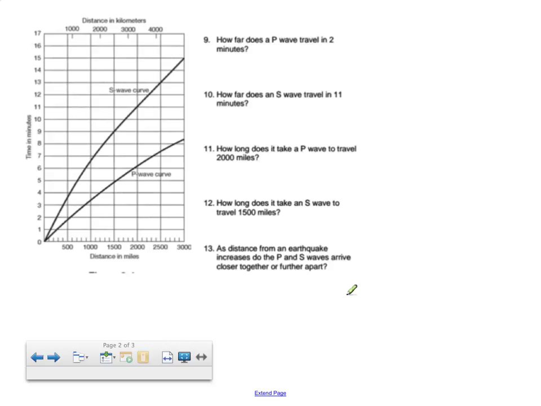Aaron and Jenny, how far does P wave travel in 2 minutes? All right, so we have P wave here. We have 2 minutes. You said 600? That would be incorrect. Is it 800? No. After 2 minutes, when you go up 2 minutes, you're right here. How many miles is this? Look at the screen.